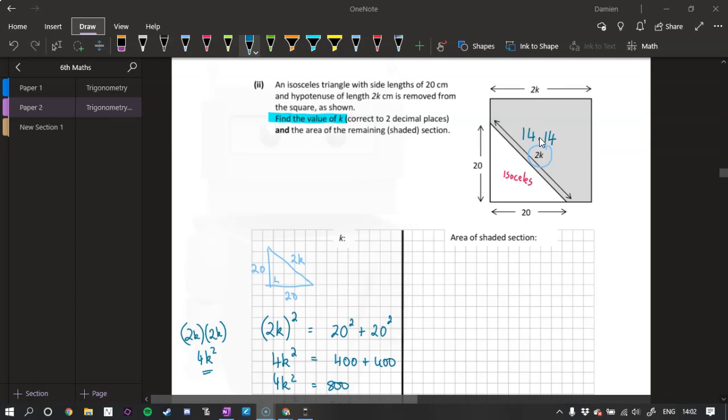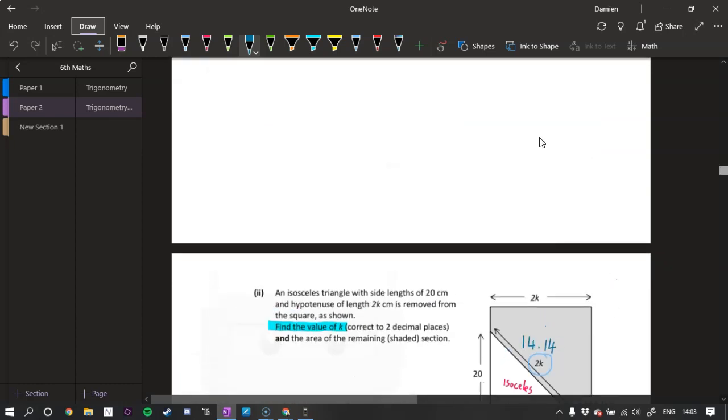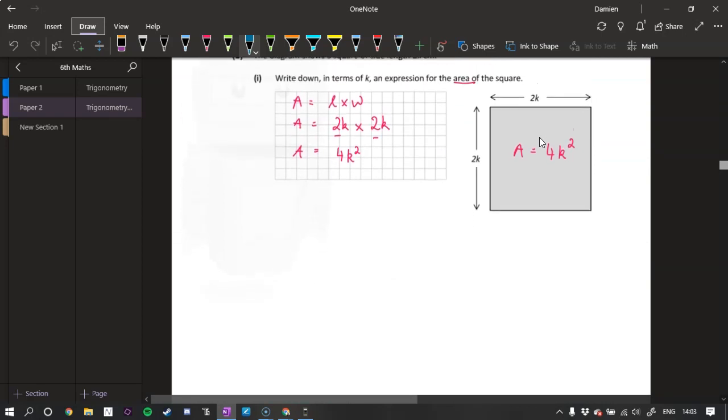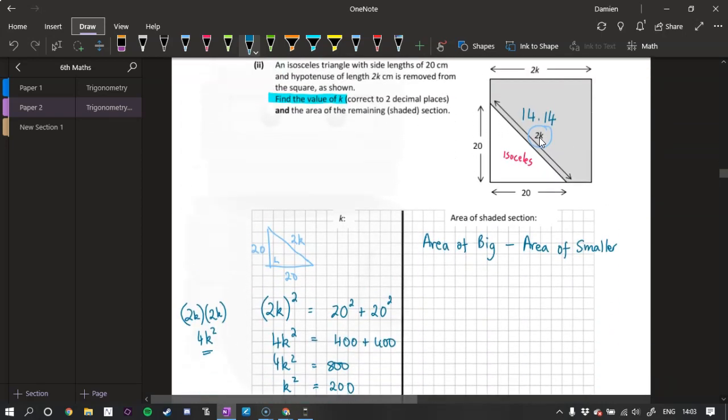Anytime we're dealing with areas of shaded regions, it's generally the area of the bigger shape, and you take away the area of the smaller shape, which is generally the unshaded one. So in this one, the area of the big is the complete square. We worked out that the complete square was 4k squared. So the area of the big is 4k squared. We've got to take away the area of the smaller part. In other words, we have to take away the area of this isosceles triangle. So we need to find the area of this.